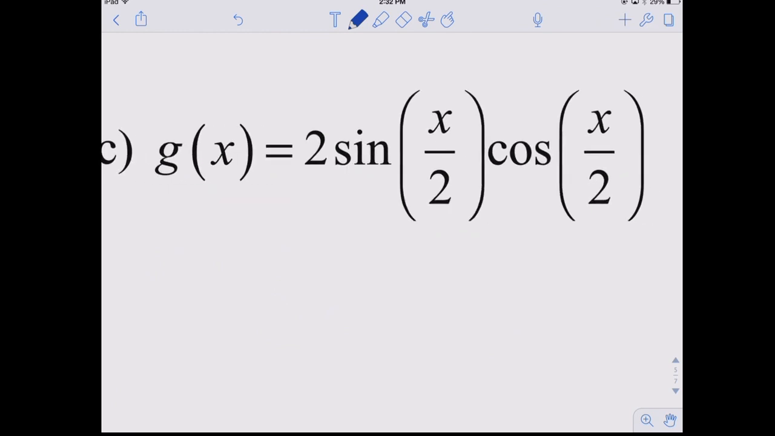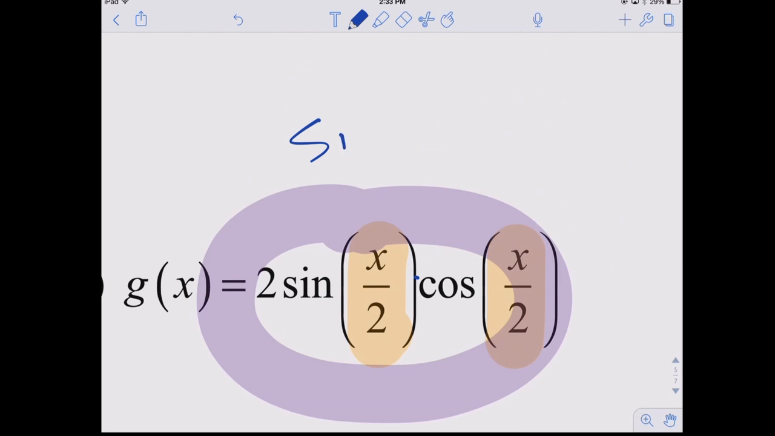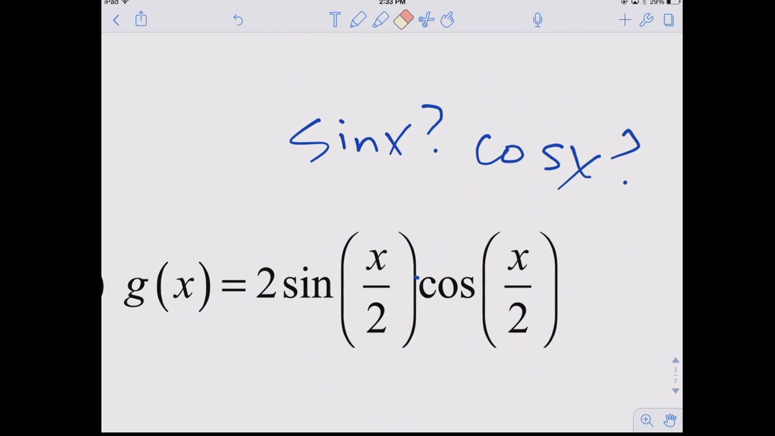All right. Letter C. We got g of x equals 2 sine of x halves times cosine of x halves. Uh-oh. Kind of have a problem here, right? What are we doing with these two functions? Yeah, we're multiplying them. There is no product rule that we've learned yet. I can't just take the derivative of that times the derivative of that and multiply them together. Besides, the angles are not just x, they're x halves. And I haven't taught you the sine of x halves rule. So what we're going to have to do is find some way to rewrite this into something that's either sine of x or cosine of x, because those are the only two rules that we have.